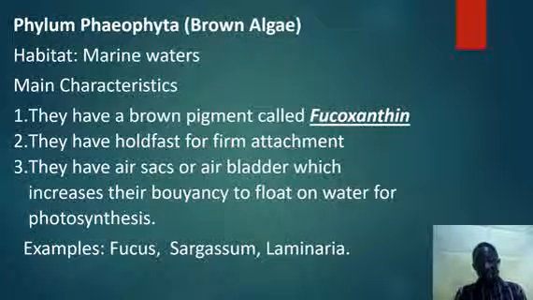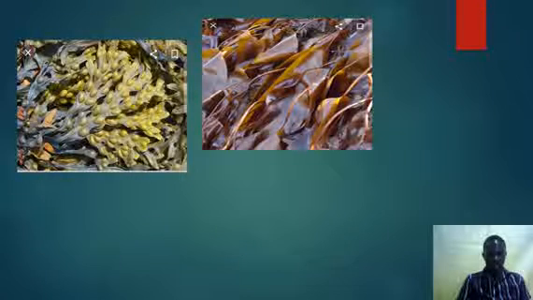And this tells you that they also have chlorophyll, but the chlorophyll is covered by the fucoxanthin, so that they look brown. So let's take note of this one as well. In your slide here we have Sargassum and we have Fucus. On your left hand side, that's the Sargassum, you can see there. The right hand side, you can see the Fucus. These are some examples of organisms in the phylum Phaeophyta, in the kingdom Protista.